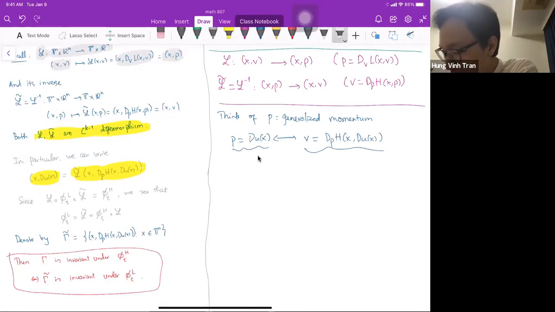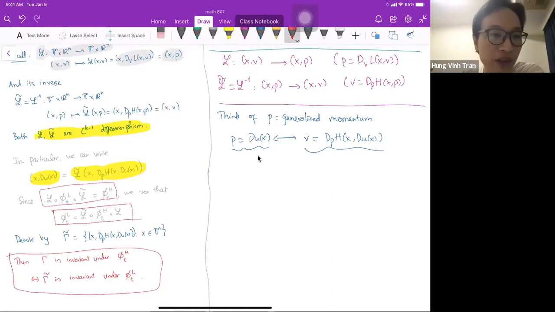Okay, so there's a correspondence between P and V, and you can use compositions to see that L composed with VTL composed with L tilde is VTH, or vice versa. You have VTL is L tilde composed with VTH composed with L. In other words, using L and L tilde, you can go between the Lagrangian and Hamiltonian framework.